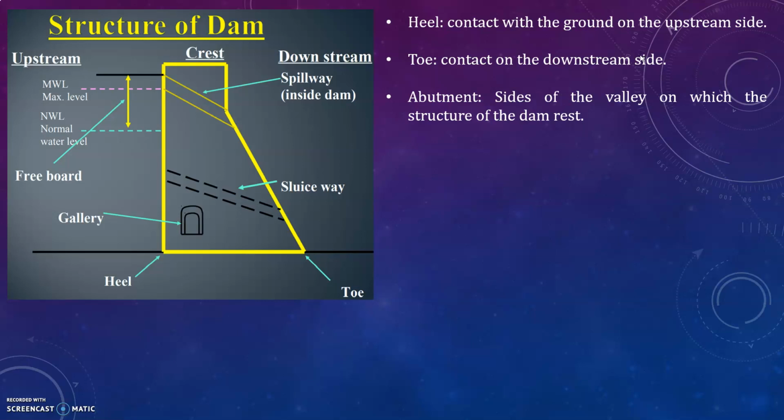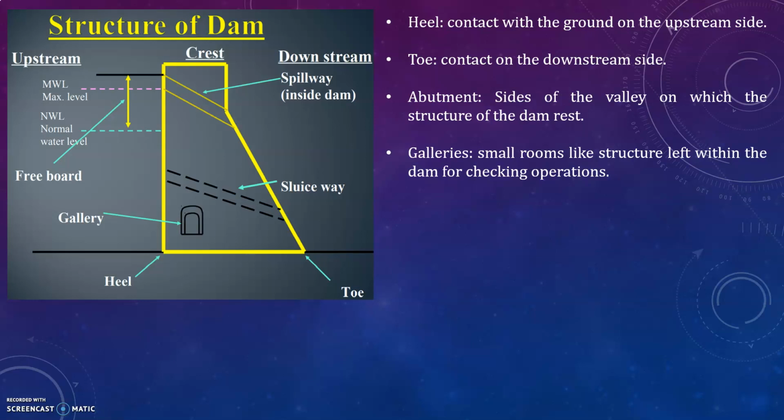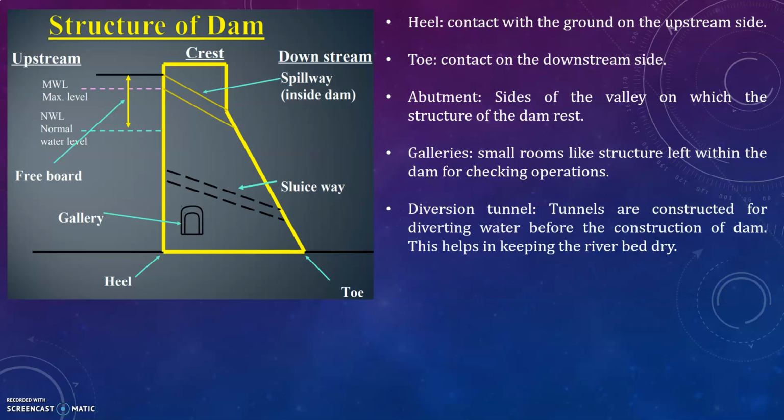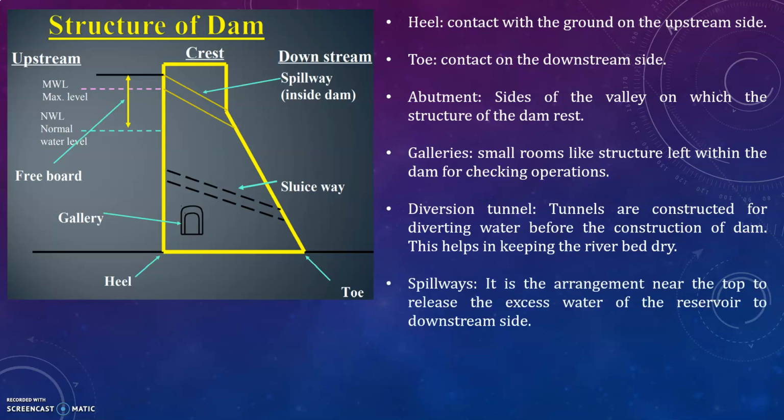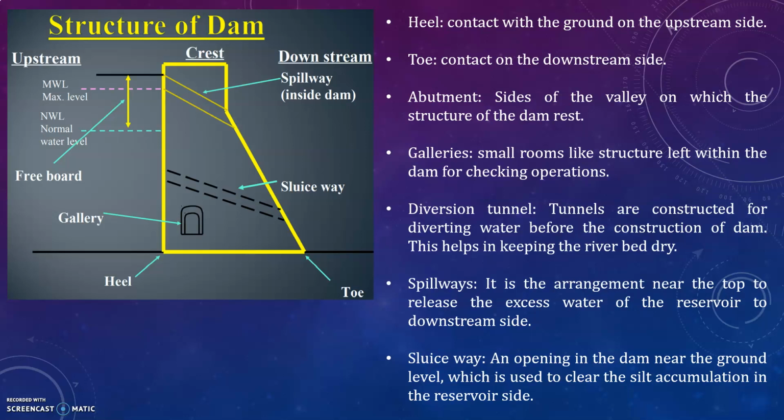Abutment, sides of the valley on which the structure of the dam rests. Galleries, small room-like structures left within the dam for checking operations. Diversion tunnel, tunnels are constructed for diverting water before the construction of the dam. This helps in keeping the riverbed dry. Spillways, the arrangement near the top to release the excess water of the reservoir to the downstream side. Sluiceway, an opening in the dam near the ground level which is used to clear the silt accumulation on the reservoir side. So this is about the structure of the dam, the various parts of a dam.